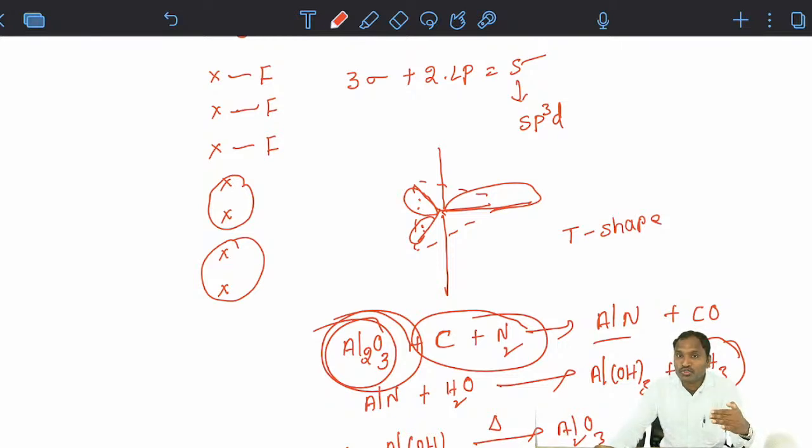Next two more processes are there, students. Hall's process and Bayer's process. Hall's process, Bayer's process can be applied when both impurities are present. Surface process is mainly to remove silica. If ore contains silica as major impurity, they may ask which method can be used? Surface.